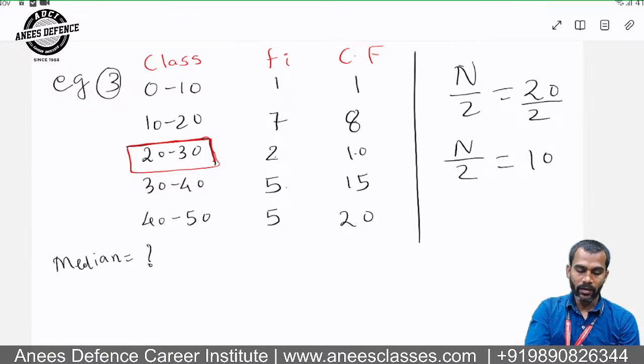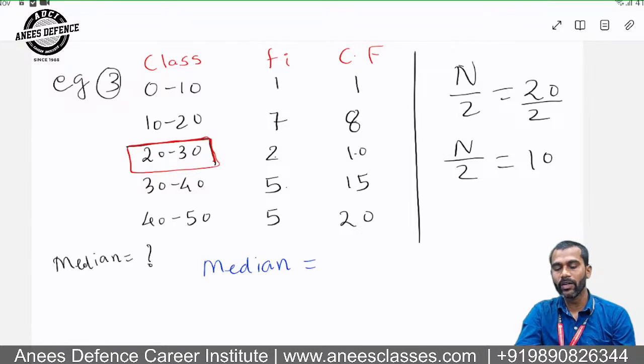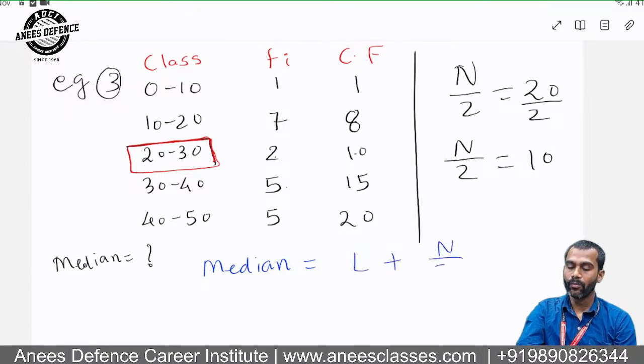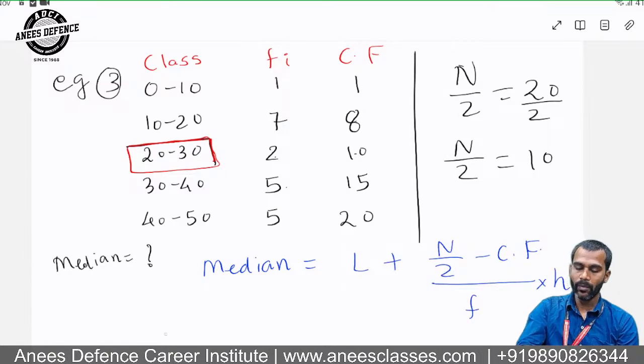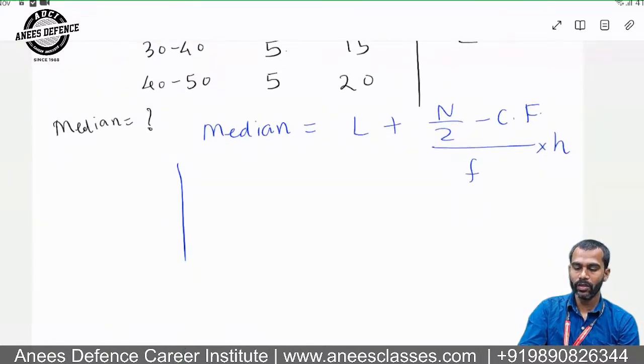So what is L here? Tell me. Let me write the formula first. What is median? Online students, have you understood how to find out median class? What is the formula? Yes, sir. L plus n by 2 minus CF divided by F into H. So let me tell you the values here.